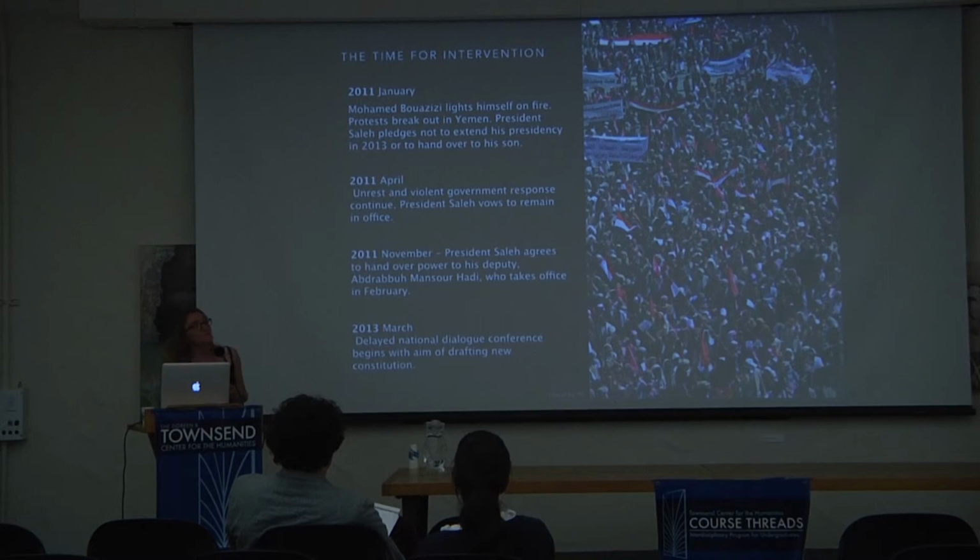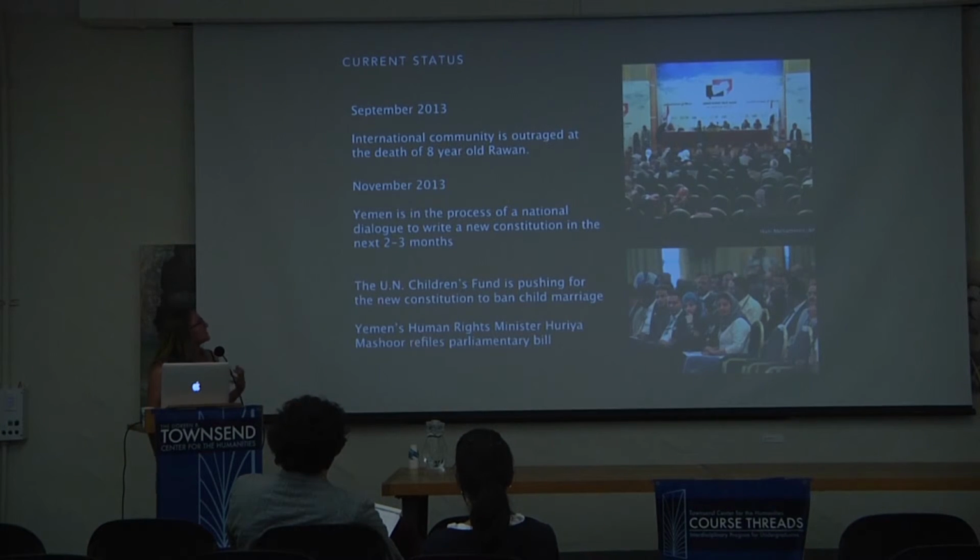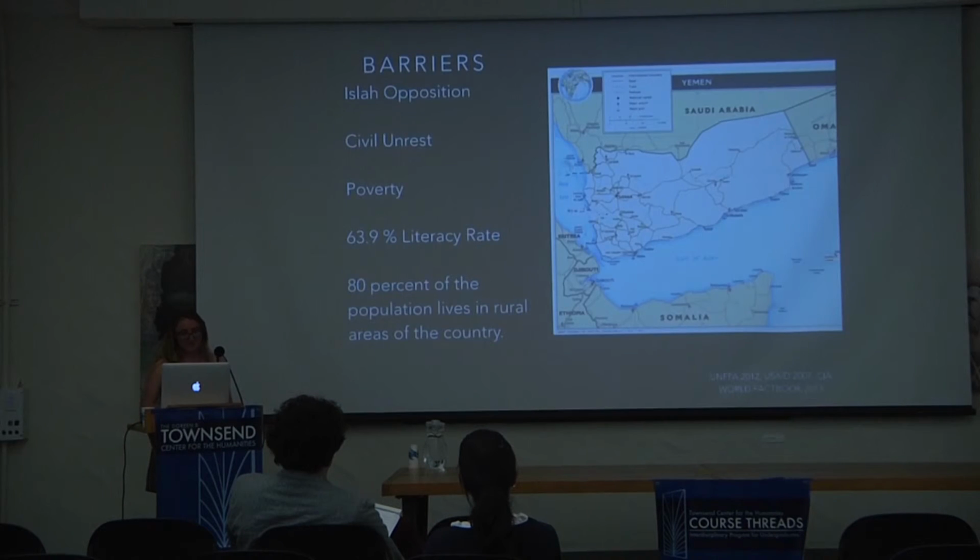But we could also look at it from a political perspective. We could say that when Mohammed Bouazizi lit himself on fire in Tunisia, things changed in Yemen. We had an opportunity to actually do something. We had an opportunity with the new referendum to actually change something in Yemen. And people did. They tried. They took this case of an 8-year-old girl named Rawan, and they tried to change things in Yemen. And now, years after I made this slide, we can see that nothing has actually happened. If we look at it from a political science perspective, we can see why. There's opposition from the party Islah, there's civil unrest, there's poverty, there's low literacy rates, and a lot of the country lives in rural settings.